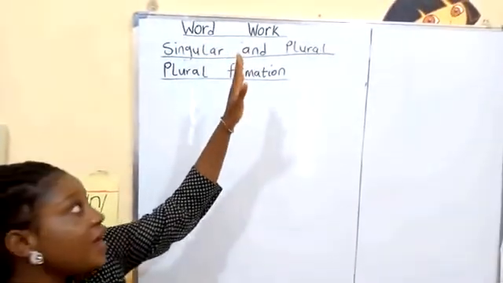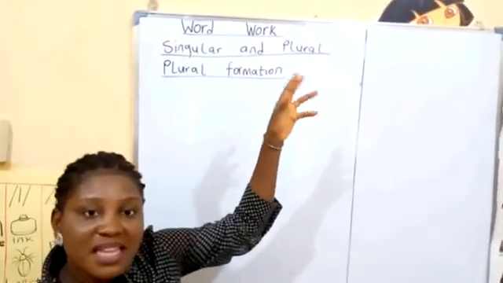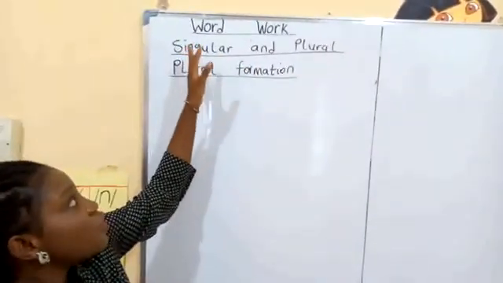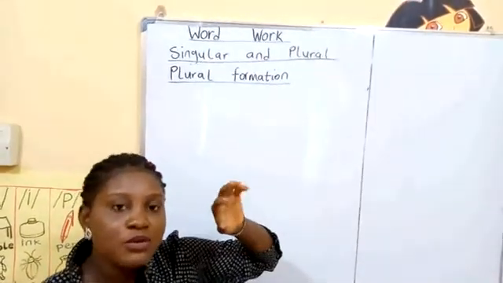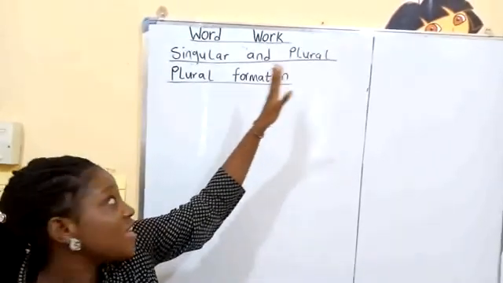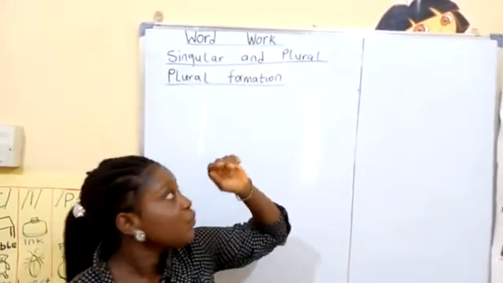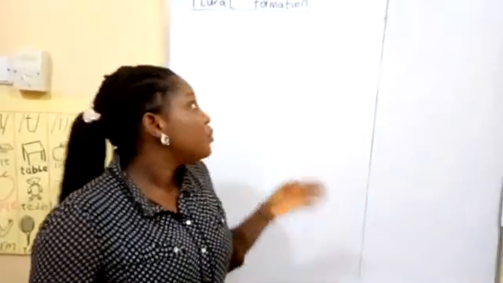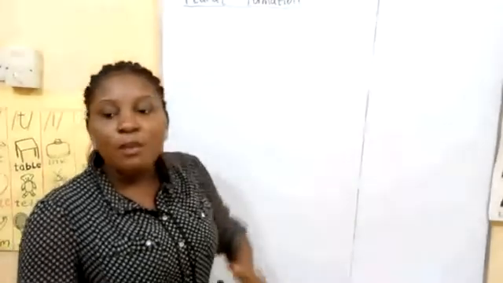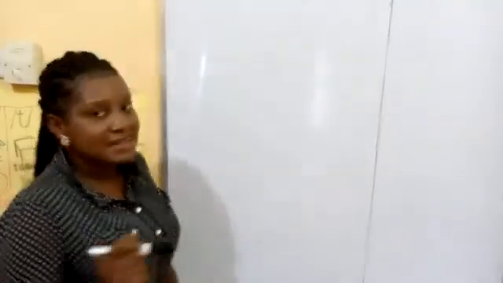We are still on word work, and we are continuing from what we did last week. Previously, we agreed that singular means one and plural means more than one. So we are still on singular and plural. We also looked at ways we can form singular and plural. One way we can form plural is by adding s at the end of the word. And we also saw the second way of forming plural by adding es at the end of it.